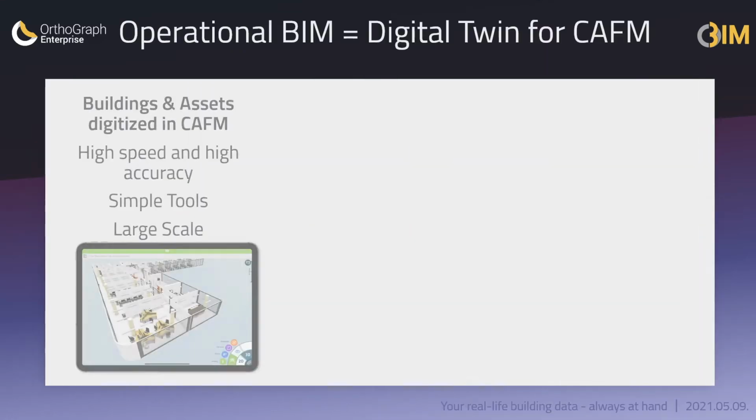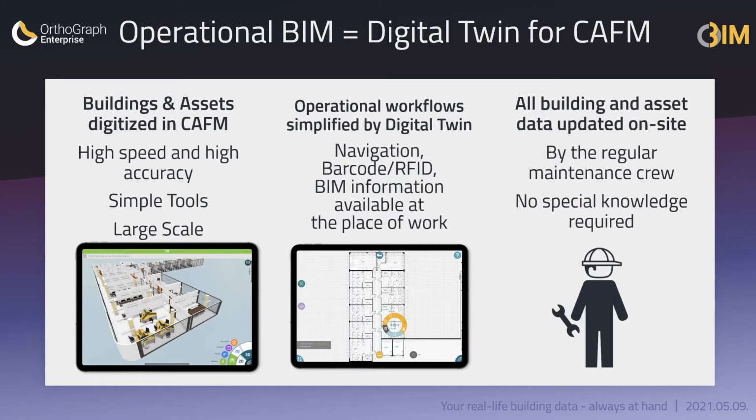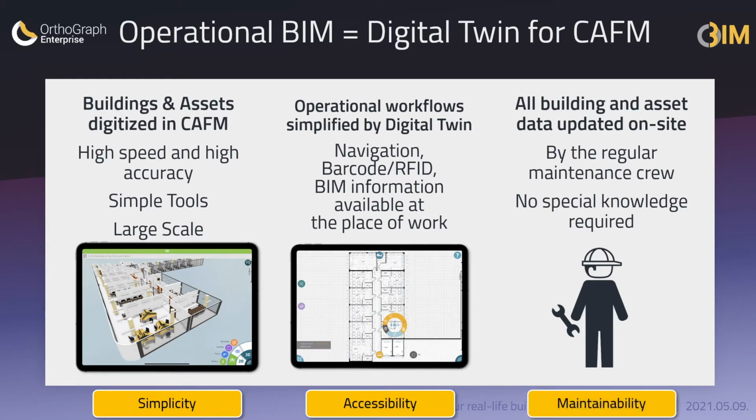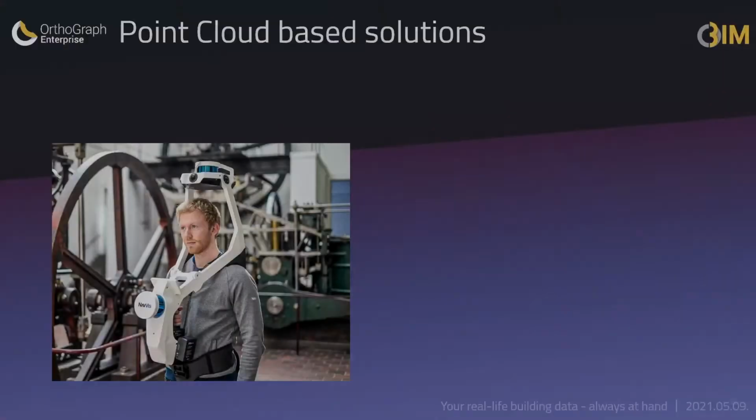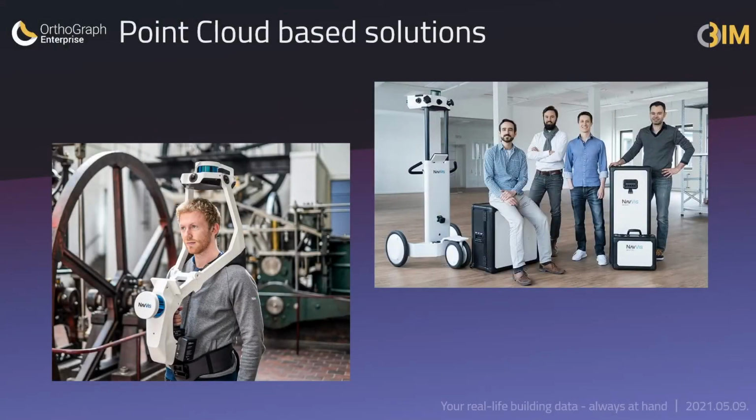In our videos we already mentioned that we believe that the three main pillars of operational BIM are getting in control using simple tools, workflows and labor resources, increasing the performance of operational workflows by providing access to building data everywhere where it's needed, and staying in control by keeping the building documentation updated by the regular maintenance crew. Let's jump into the middle by starting with laser scanning technologies.